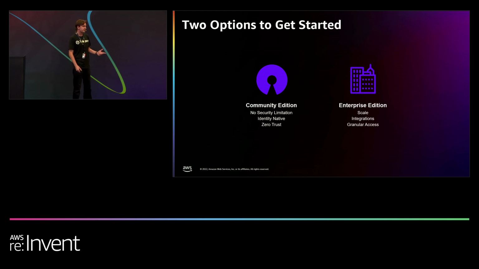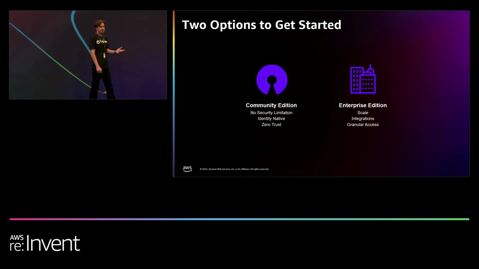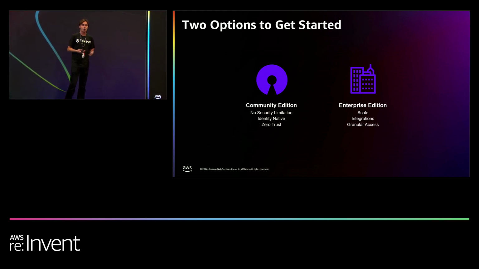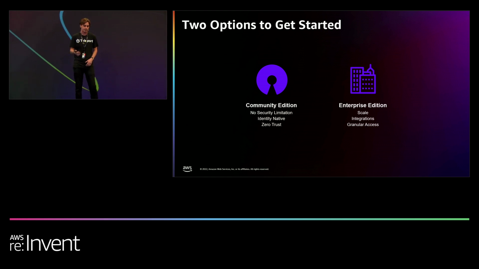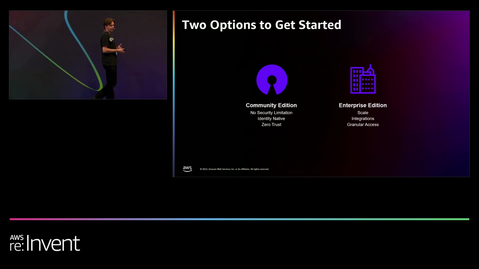So there are two options to get started here. There's the Community Edition. We're proudly open source, open core, and there's no security limitation. It still has the same security standards that we put into our Enterprise Edition, and some companies do use our open source in production. It's identity native and still zero trust compliant.